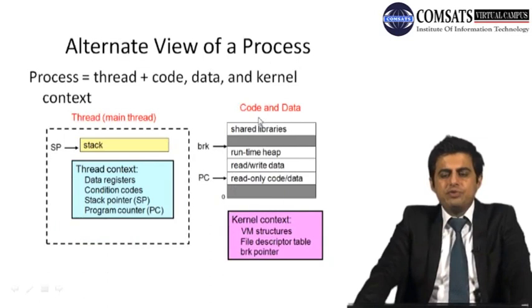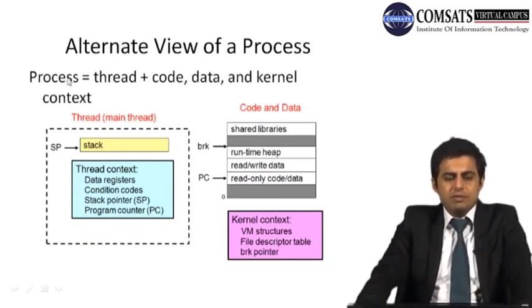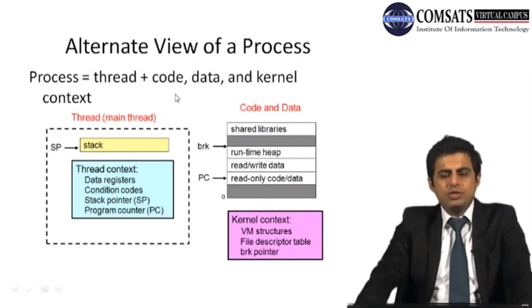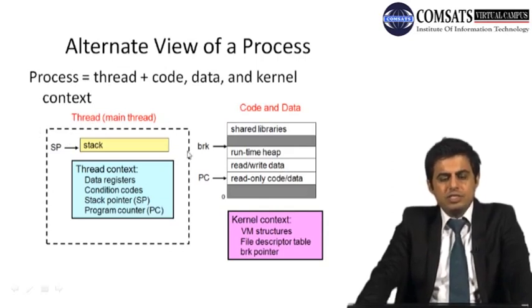अगर आप अल्टरनेटिव व्यू ऑफ अ प्रोसेस देखें जिसके अंदर थ्रेड भी हैं, तो फिर क्या होगा कि प्रोसेस इज इक्वल टू थ्रेड प्लस कोड डेटा एंड कर्नल कॉन्टेक्स्ट. लेकिन वो किस तरह डिस्ट्रीब्यूटेड होगा कि इन द थ्रेड यू हैव गॉट फॉर एग्जांपल मेन थ्रेड, उसमें यू हैव गॉट स्टैक पॉइंटर जो कि इसका अपना एक स्टैक पोर्शन है और उसका अपना एक स्टैक पॉइंटर है, एंड देन यू हैव गॉट थ्रेड कॉन्टेक्स्ट इन विच इट हैज गॉट इट्स ओन डेटा रजिस्टर्स, its own condition codes, stack pointer and program counter.